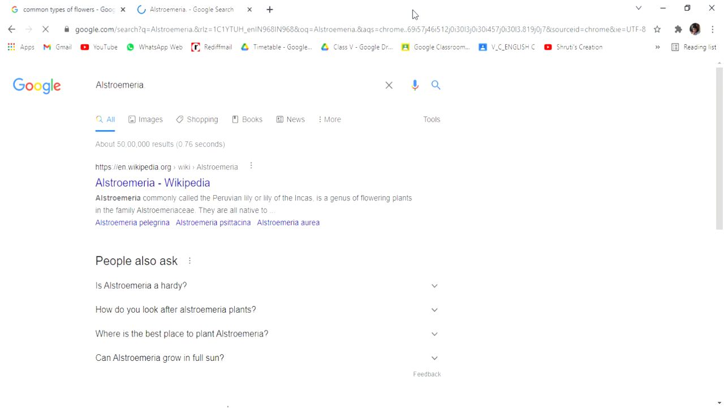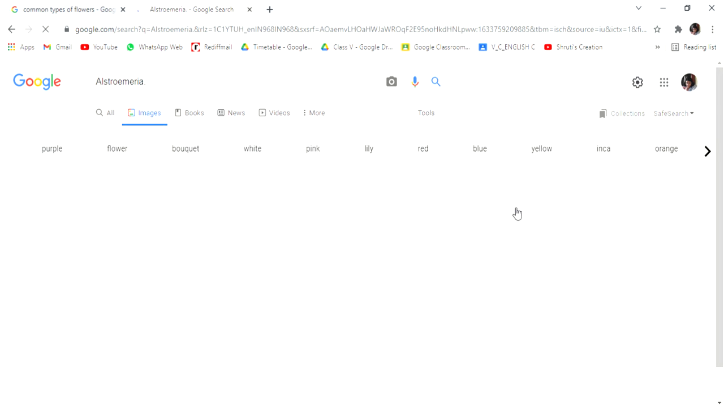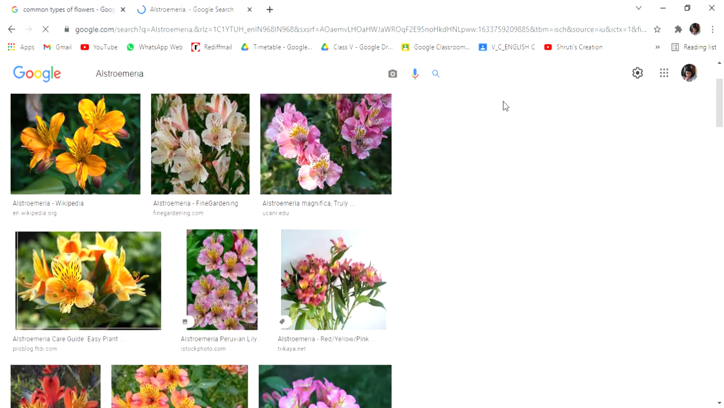Here we can see the full Wikipedia name, and if you look very carefully, this Alstroemeria is actually a very beautiful flower, and it comes in many colors. It can be pink, red, blue, yellow, orange, or purple. So you can get many colors of it.